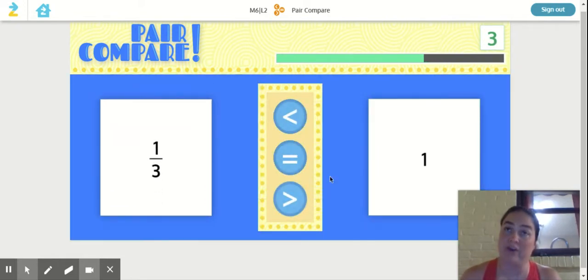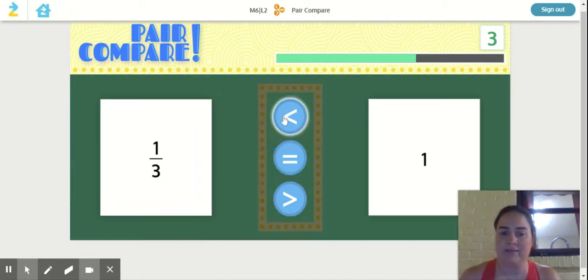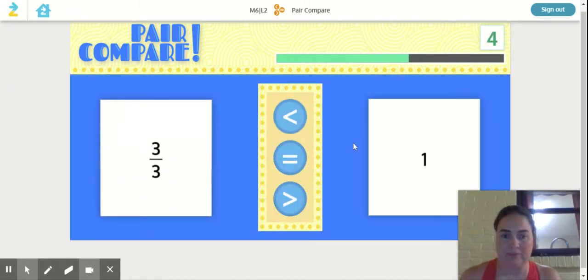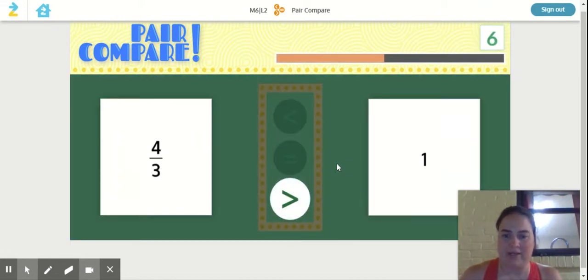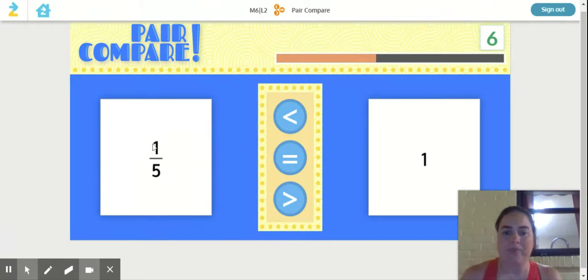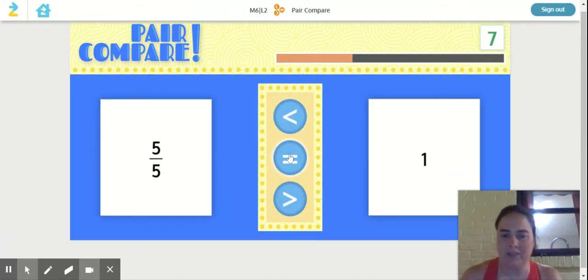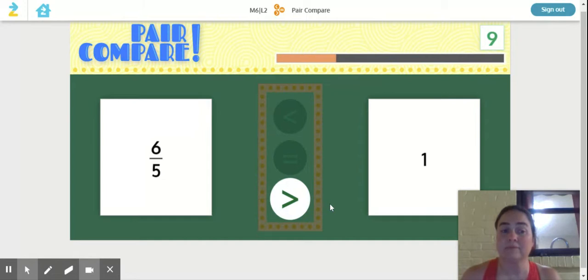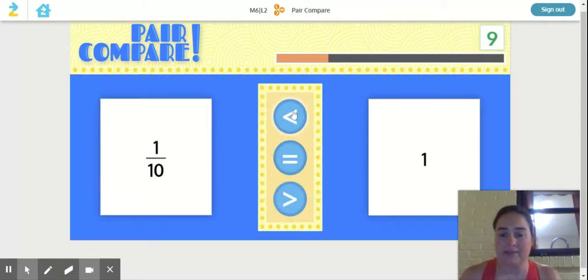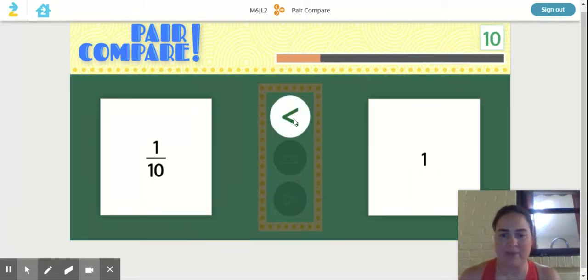1/3. 3/3 would be equal to 1, so that is less than. 3/3 is equal to. 4/3 greater than. 1/5. 5/5 is equal to 1 whole, so I'm going to go less than, equal to, greater than, less than. 10/10 is my equal to.